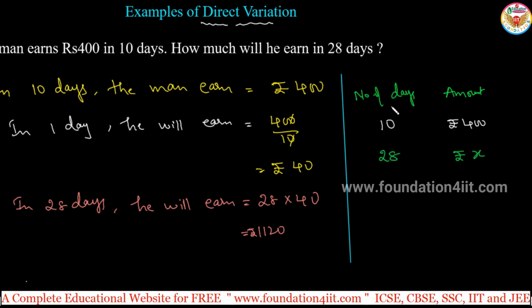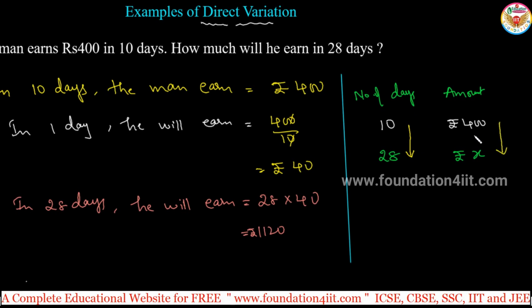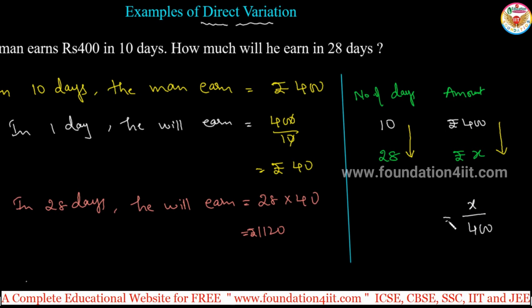Now since it is a direct variation, this value is increased from 10 to 28. Another quantity also must be increased. So this also must be increased. Since it is direct variation, I have to find out the x value. So x divided by 400 is exactly equal to this 28 divided by 10. Same number, same position you take.